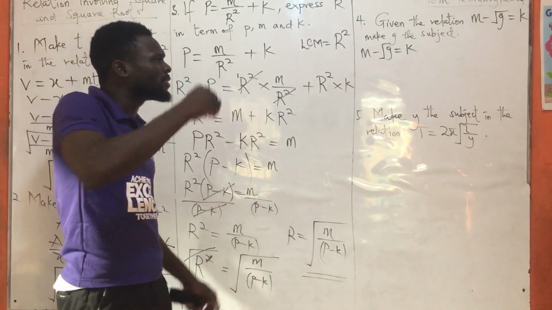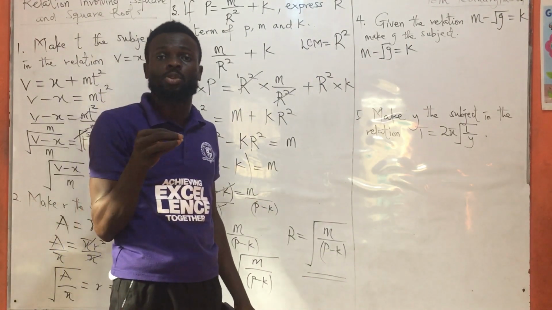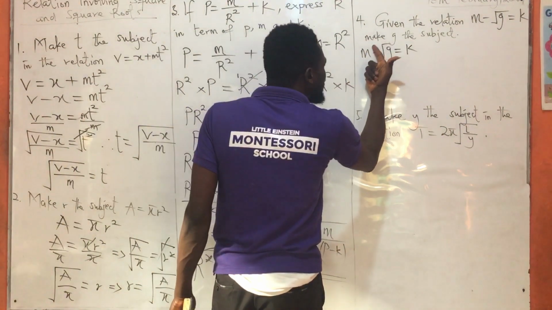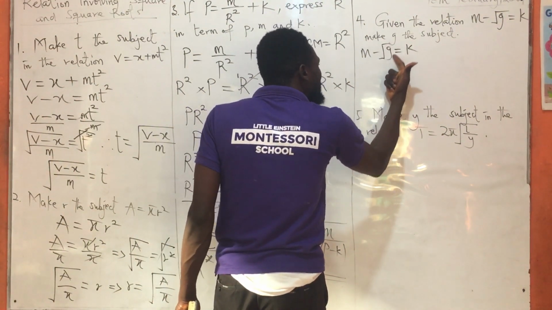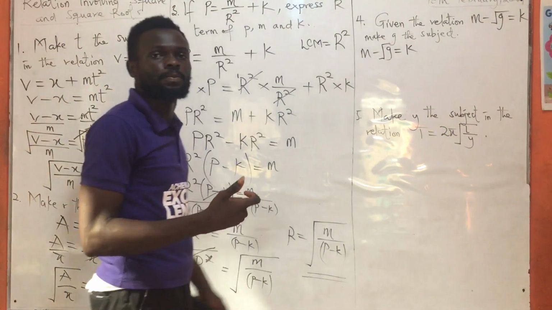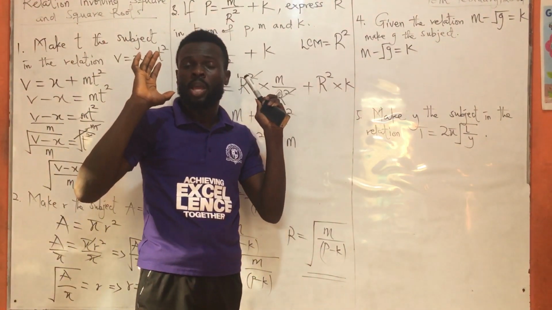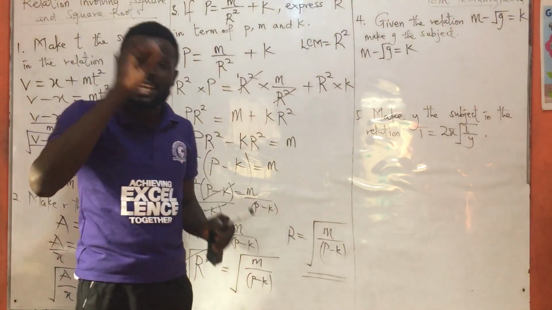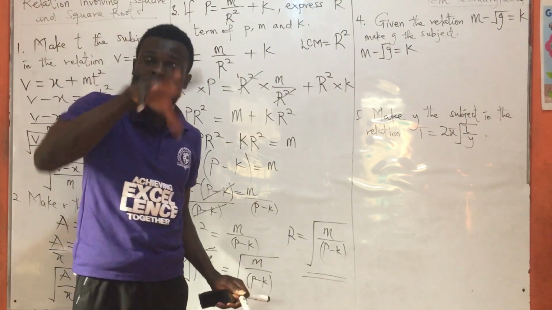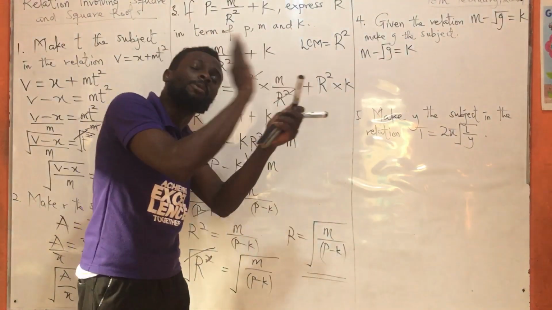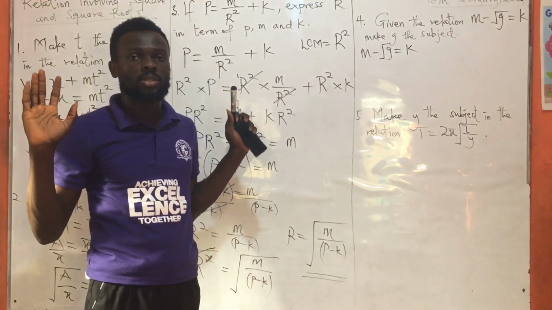Now what is the subject, or what is the variable we have to solve for? We have to solve for this variable. We are making g the subject. But the g has the square root. That shouldn't be a problem at all. Wherever the g should go, let the square root still be with it.